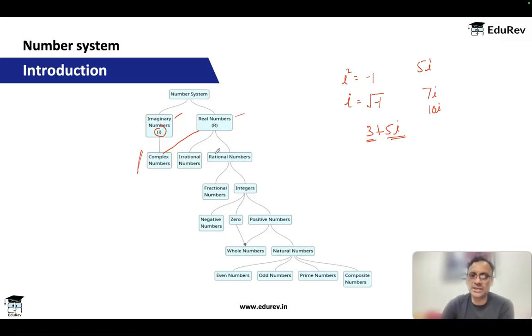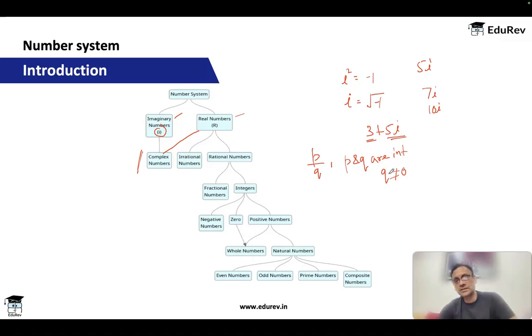A very important concept. A rational number is defined as any number that can be written in the form p by q, where p and q are integers and q is not equal to 0.